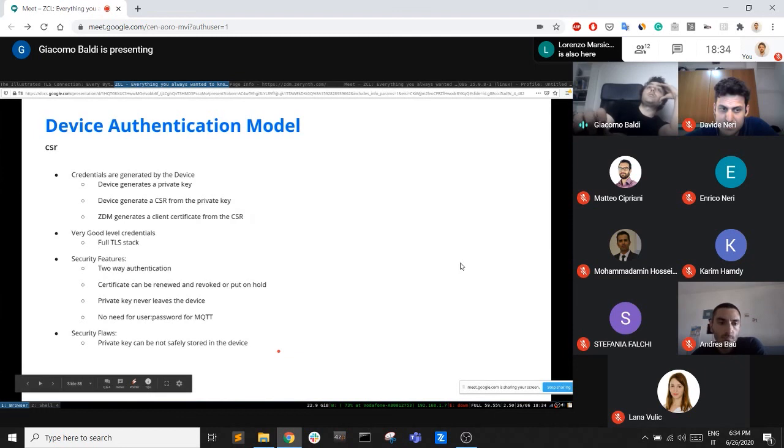What is the security flaw? Probably you have to take care of how you store the private key, because if you store it in the firmware, or if you store it in clear, or if you store it in the flash, and you don't disable JTAG, everyone can take your device, connect it to a JTAG, and find the private key. So you have to be very careful on how you do this stuff.